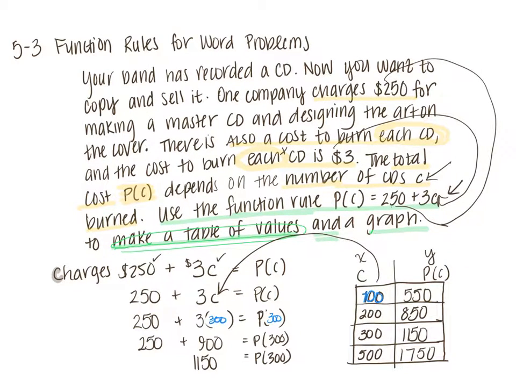Alright, hopefully you got the same values I did. You should have had 1150 for 300 and 1750 if I have 500. All right, the next thing we have to do, go back to our problem and reread it. What else does it want me to do? Well, use the function rule to make a table of values. We've done that. And a graph. So now I need to graph these values. How might we suggest we do that?